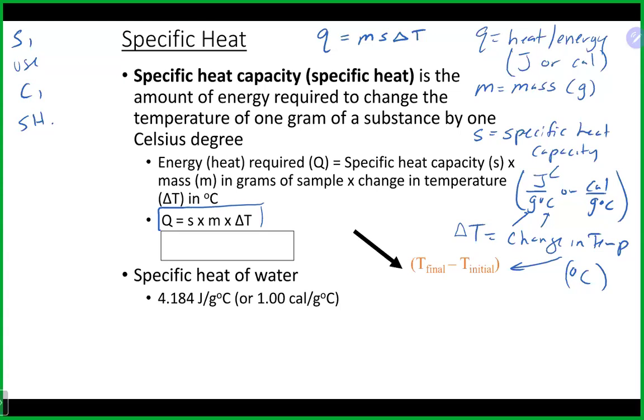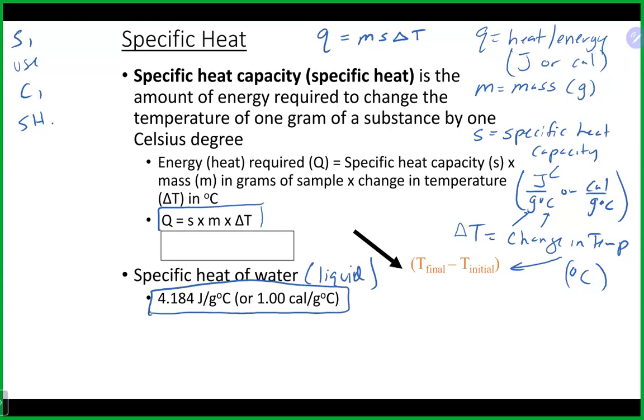Now, one number that you definitely should know is the specific heat capacity of water. And by the way, this is liquid water. The specific heat capacity of liquid water is that number that we saw earlier, 4.184 joules per gram per degree Celsius, or 1 calorie per gram per degree Celsius. That is essentially the conversion factor we saw earlier, that 1 calorie is 4.184 joules.